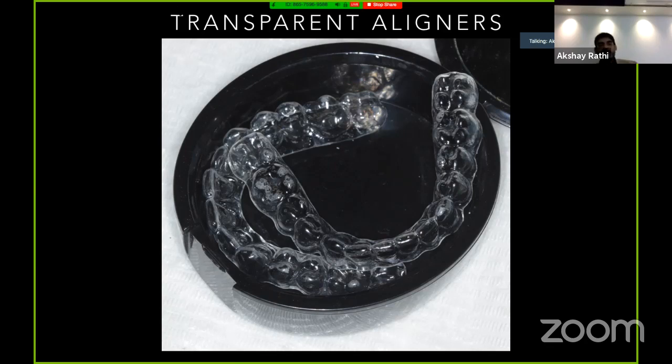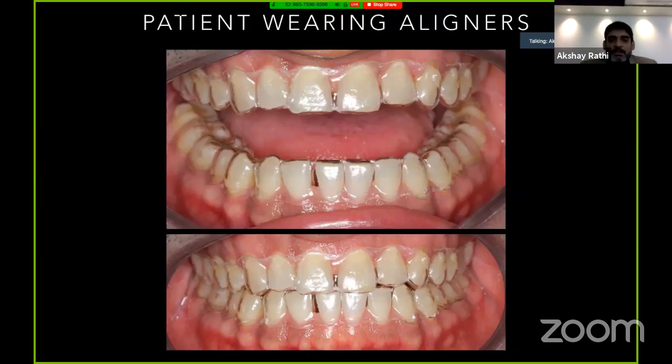The first aligner is passive. This is to make sure that the patient gets used to the aligner, and the subsequent sets start moving the teeth in a gradual manner. So this is my patient on his fifth set of aligners. He was in India again after about 3 months, and this is how we see this patient.